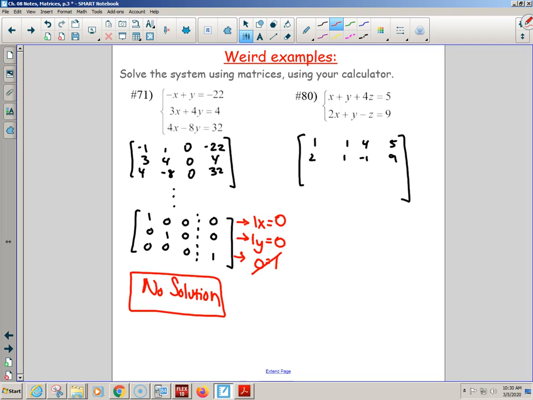But how do we make this one into a nice matrix that my RREF can understand? What did you guys do in this one? Yeah, put zeros in the bottom. Has anybody gotten that and what ended up resulting? What did you get, Nathan?